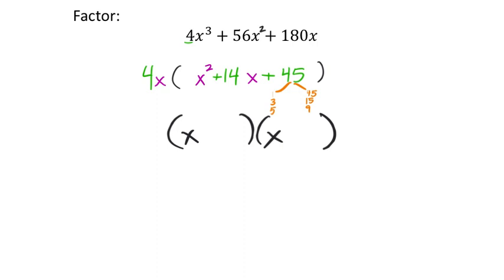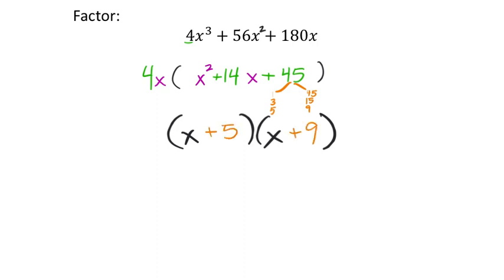Now, I went through the positives, which I usually do. If this number were negative, then I would have to have one positive and one negative. This one's positive, so I just went through the positives. If I hadn't found any positives that worked, I would have gone into the negatives. But I found one that does work, so I can fill in those values: a positive 5 and a positive 9.